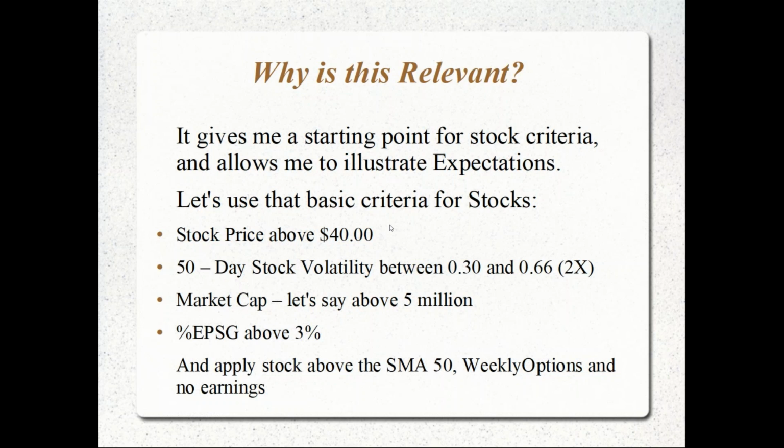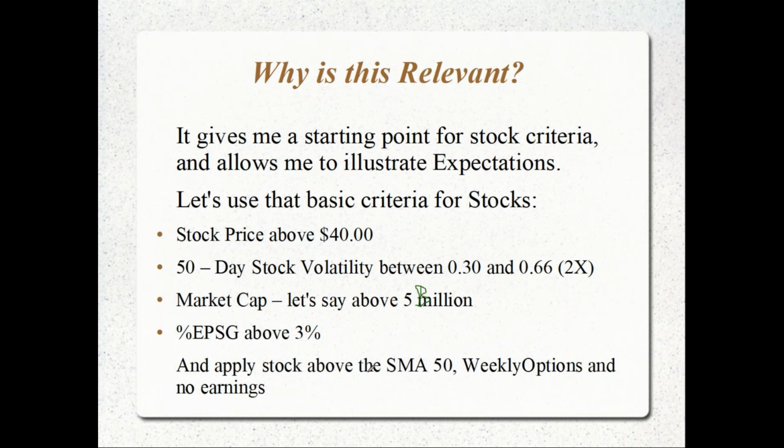Now, I ran a search. I just took one of our standard option strategies in Power Options, and I looked across the universe of optionable stocks to find stocks that had an average price above $40 per share, where the 50-day stock volatility was between 30%, a little bit below the average, but no more than 66% or 0.66. Why? I don't want to go 2 times the average and look for more volatility. Looking for a market cap above 5 billion, and that's a big B. And an earnings per share growth above 3%.